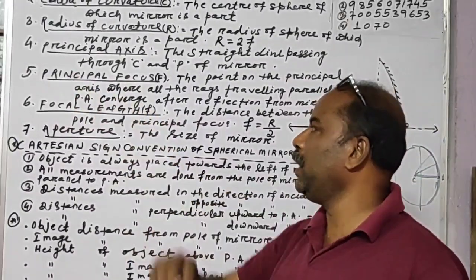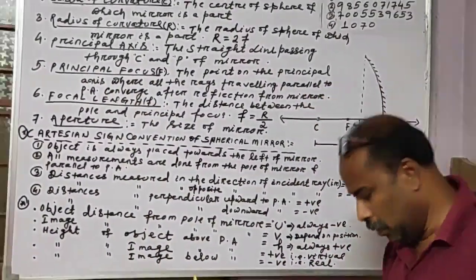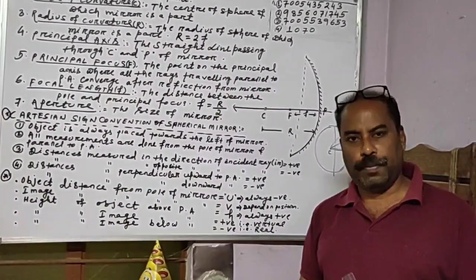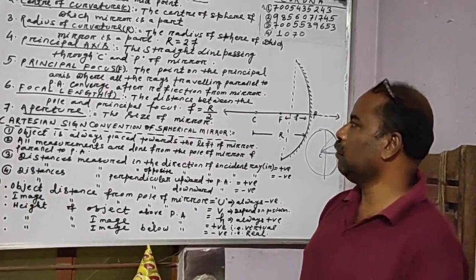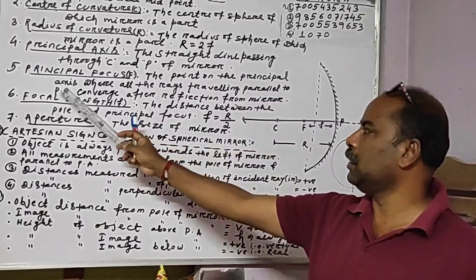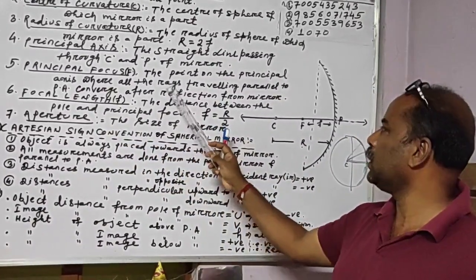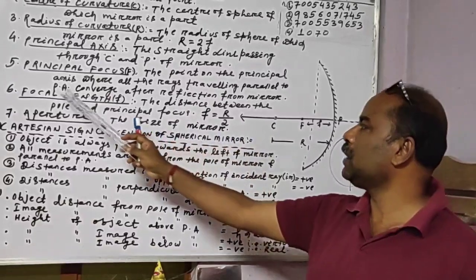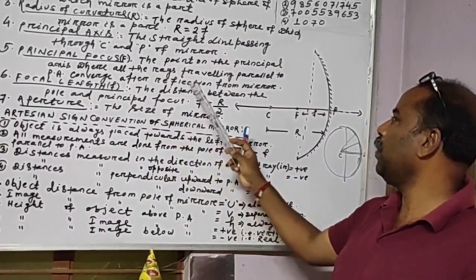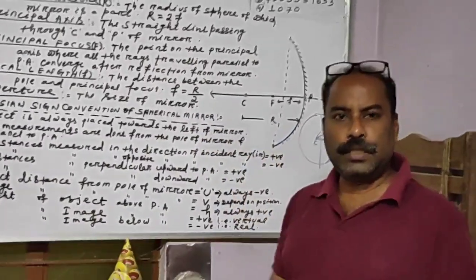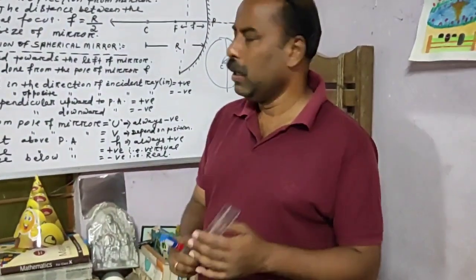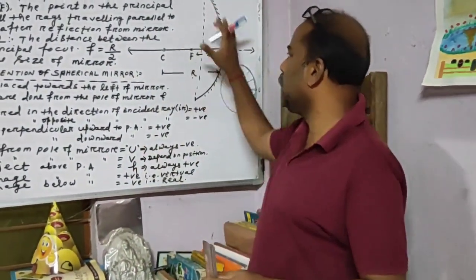Now, fifth point is principal focus. Principal focus means what? That is denoted by capital F. Let us see what is principal focus. The point on the principal axis where all the rays traveling parallel to principal axis converge or seem to diverge after reflection from the mirror, that is called the principal focus, denoted by capital F. Let us see where is principal focus in this figure.